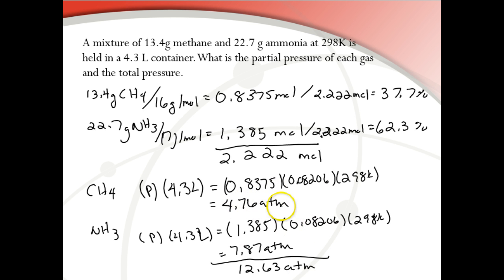Now if I did the percentages, what I'm going to do is take 4.76 divided by 12.63 times 100 to get my percentage of methane and ammonia. So 4.76 divided by 12.63, and I get 37.7% methane and 62.3% ammonia. It's kind of cool because you can actually see mathematically that both the molar percentages up here and the percentages of the pressures are equivalent. That's because they're related through the ideal gas law.